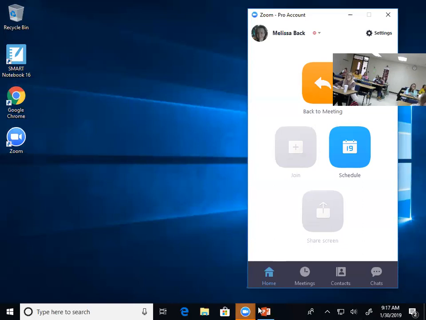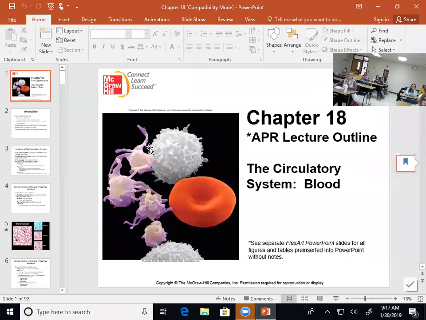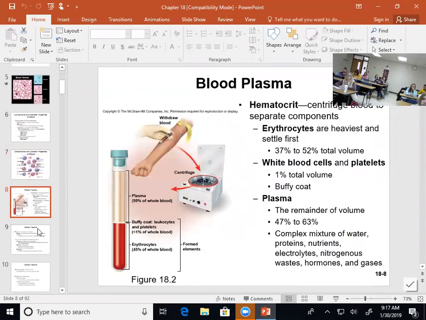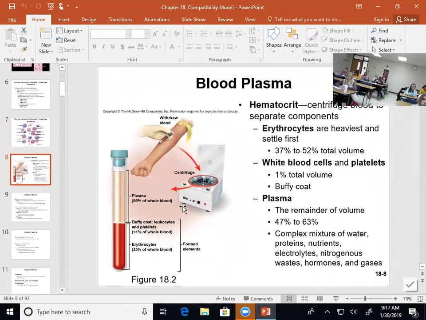All right. Great. Now we can continue on with our study of blood, and I had sort of jumped around a little bit. Here was that hematocrit that we looked at. We saw this little tube.